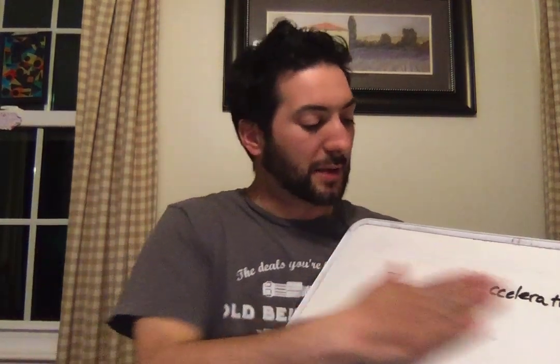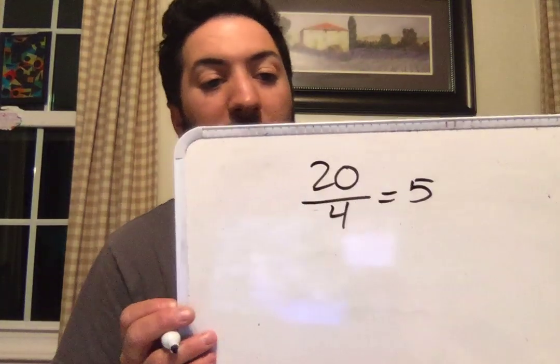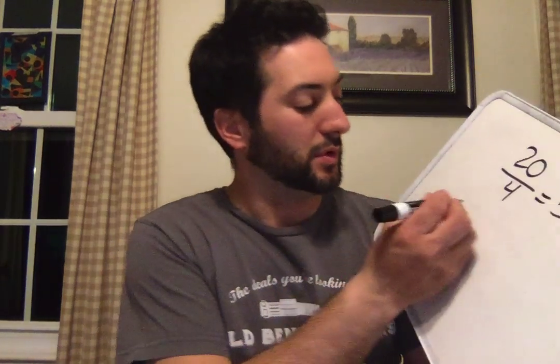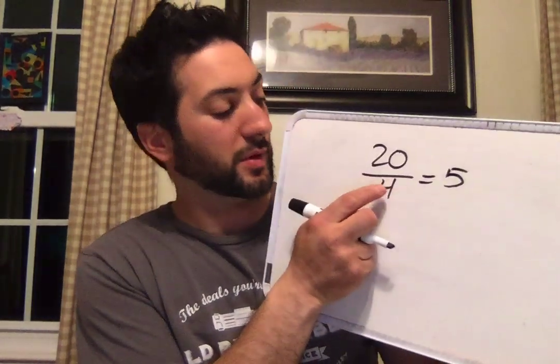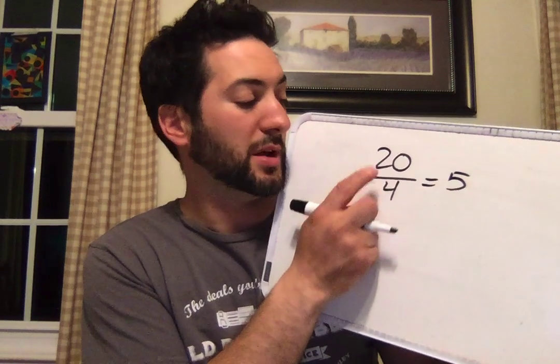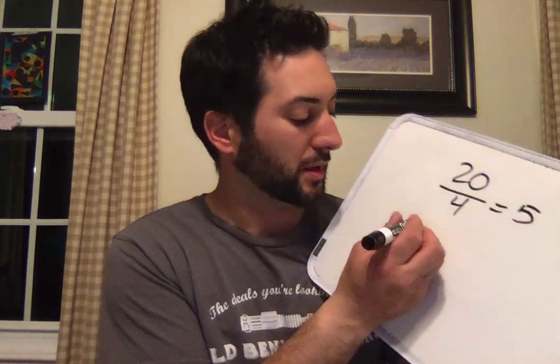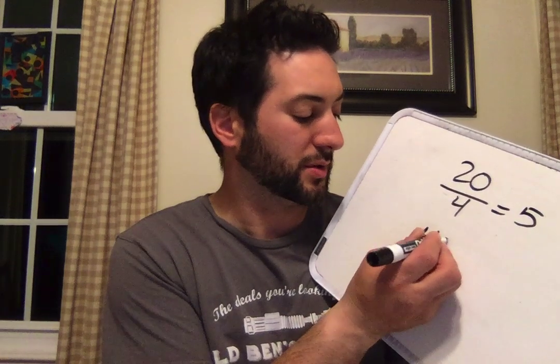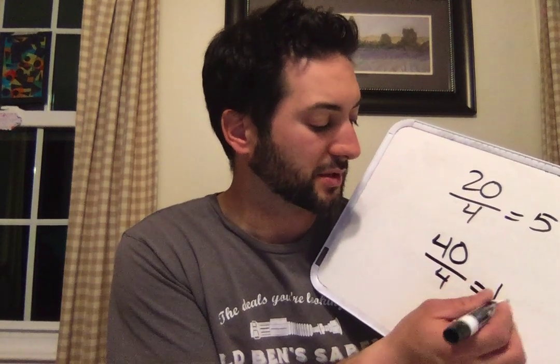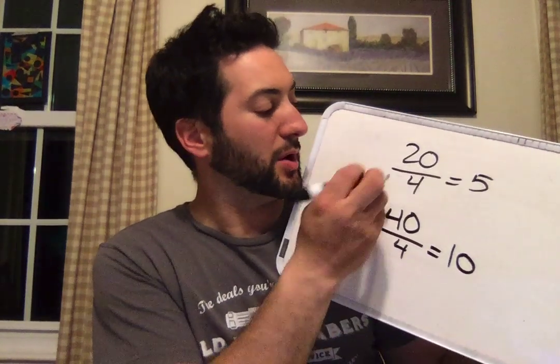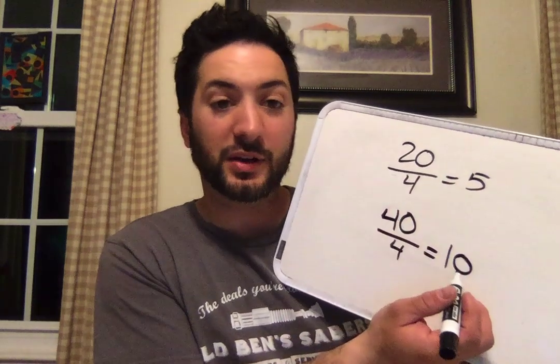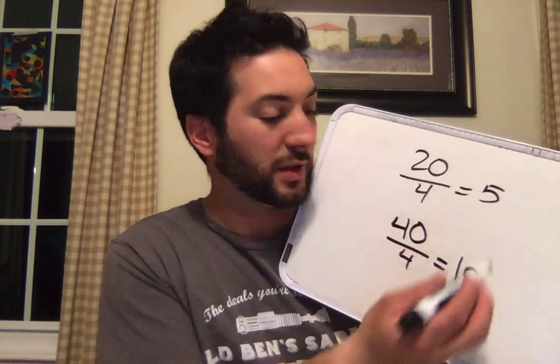Okay, let's look at that equation again and see what happens when the top changes. Let's go with 20 divided by 4 again. 20 divided by 4 equals 5, right? Let's keep the 4 the same, but make the top bigger. Let's double it, make it 40 divided by 4. What happens to the answer? This time when the top gets bigger, the answer gets bigger too.